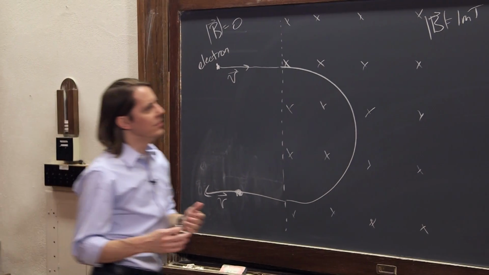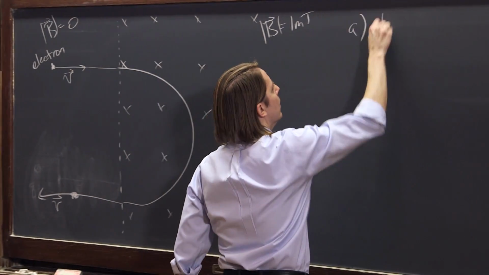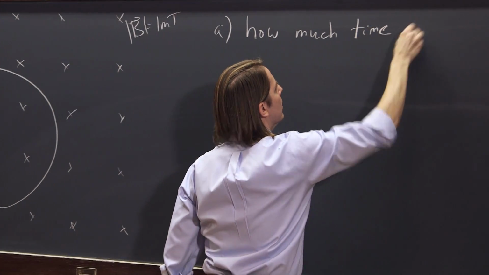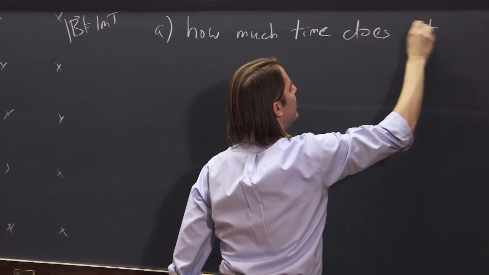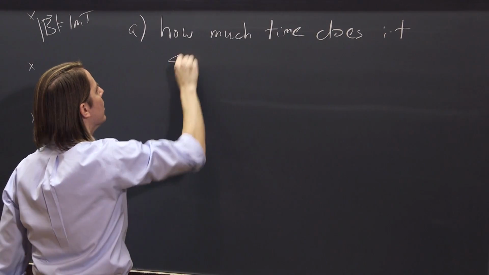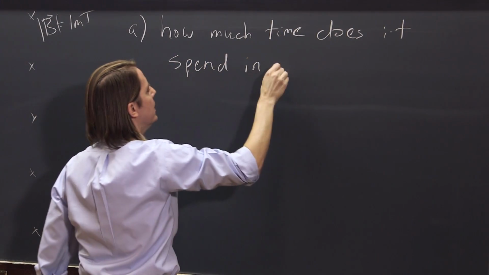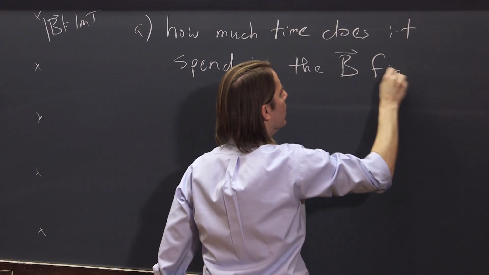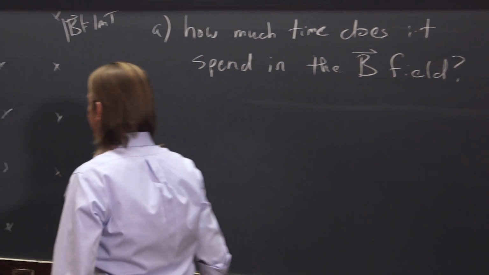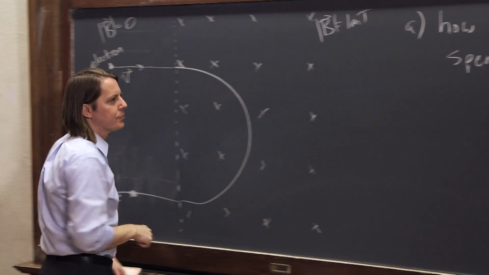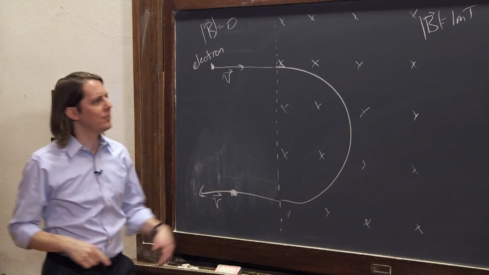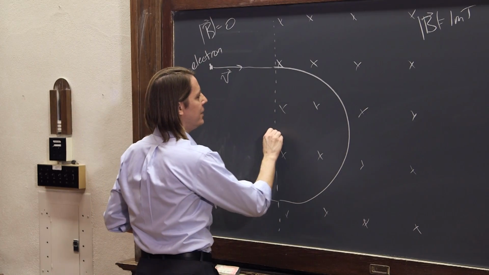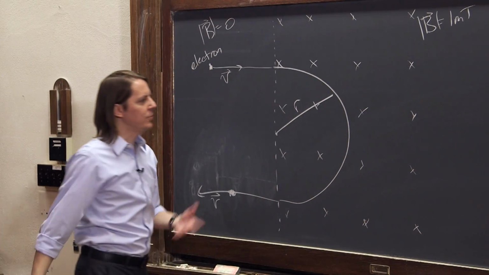The first question is A, how much time does it spend in the B field region, or just the B field? Basically, how long does this take? It looks like a tricky problem because we were given 1 millitesla, but we weren't given the velocity. We don't know how fast it's going, and we don't even know the radius. The radius would tell us how far it went.